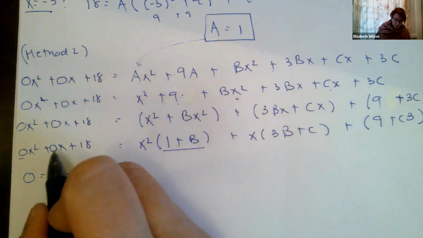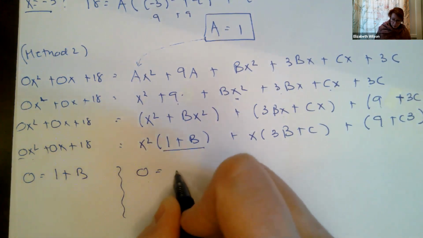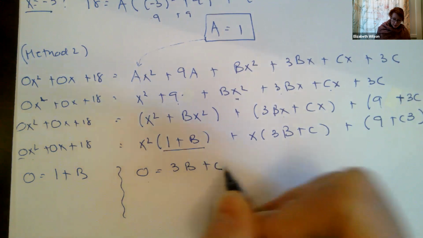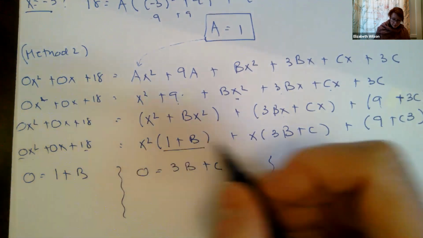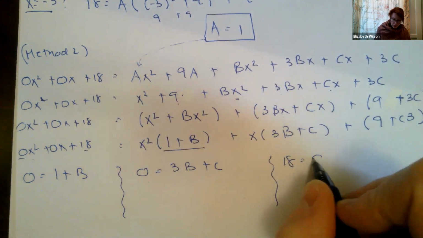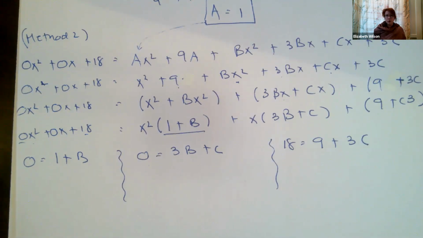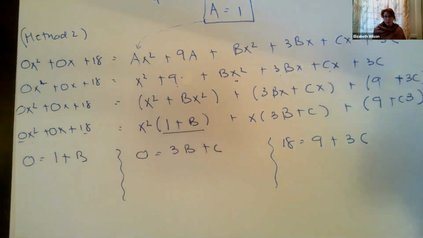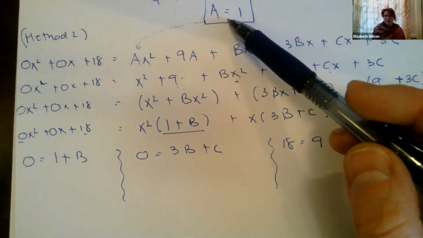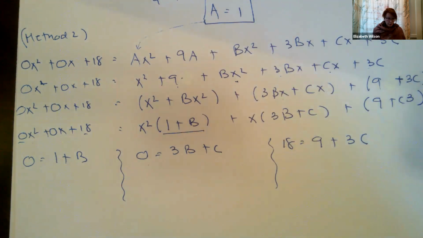So I'm just going to say 0 equals 3b plus c. That's my second equation. 18 equals 9 plus 3 times c. Okay, so I have 3 equations and 2 unknowns. I would have had 3 equations and 3 unknowns, but I had already solved for a, so I substituted in for a, and I can just solve for b and c.